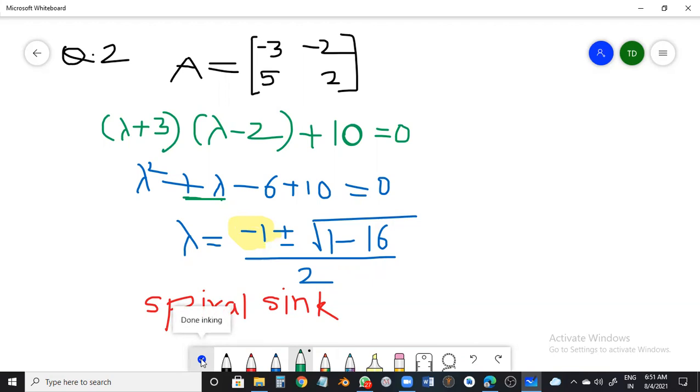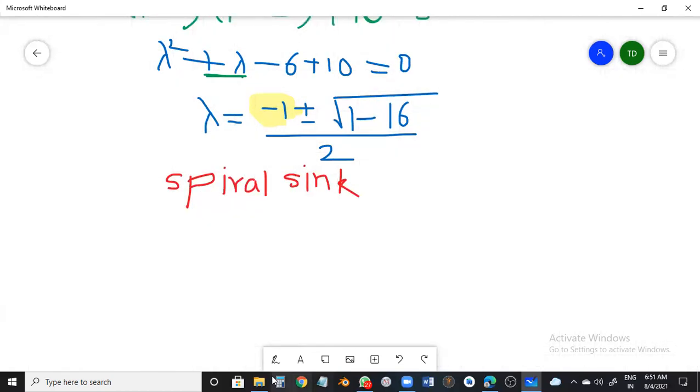So this kind of MCQ questions you have to solve. To be fast, you write the characteristic polynomial directly, observe what happens to lambda and observe whether the roots will be complex or not. So b square minus 4ac, if it becomes negative, the roots are complex. Otherwise, don't go for this. So let's have the third question.